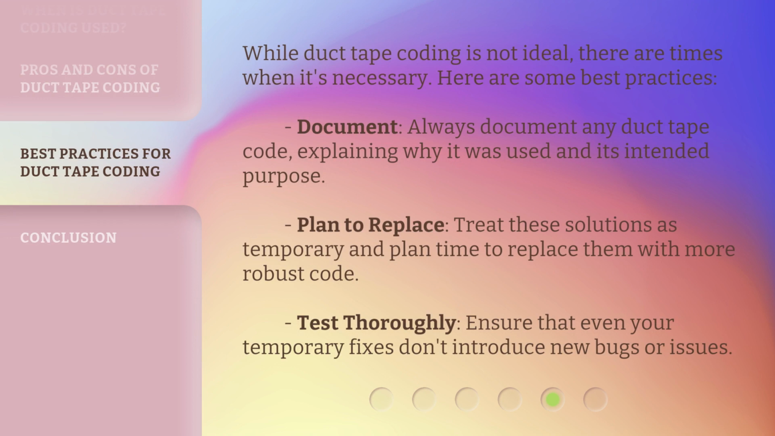While duct tape coating is not ideal, there are times when it's necessary. Here are some best practices. Document. Always document any duct tape code, explaining why it was used and its intended purpose. Plan to replace. Treat these solutions as temporary and plan time to replace them with more robust code. Test thoroughly. Ensure that even your temporary fixes don't introduce new bugs or issues.